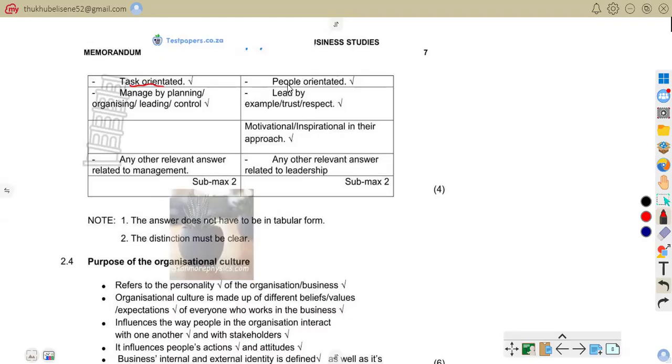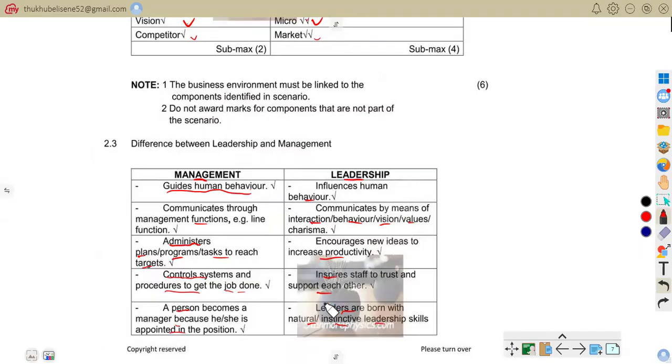Now coming to leadership, they are people leaders. Leaders are people oriented. For example, they focus on employee well-being and morale. Also, they are motivational and inspirational in their approach. They also lead by example, trust and respect. So that is that. Now we can move on to 2.4.